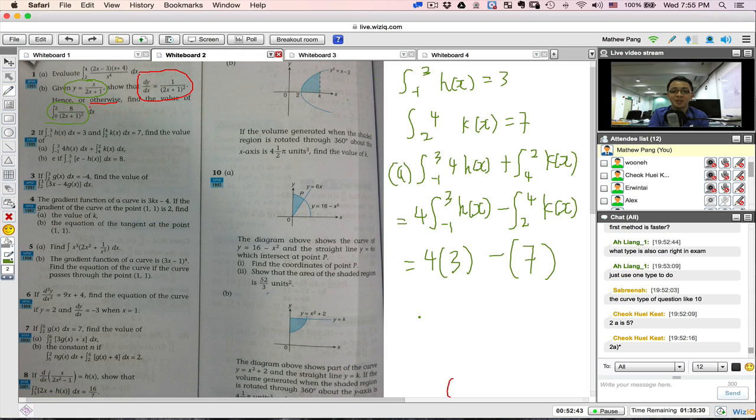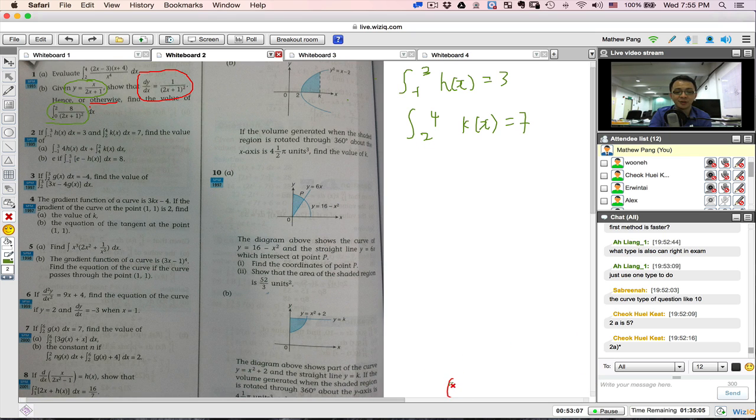Alright, based on the information given. So 12 minus 7, I just got 5. Done. Alright, nothing very difficult here. And for 2b, find the values of E if this thing equals to A. Okay, so I'm going to erase the A here. At least give me some space to do B.